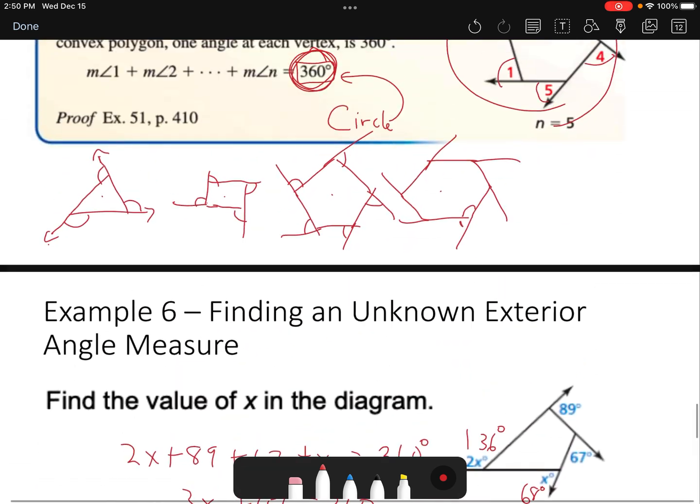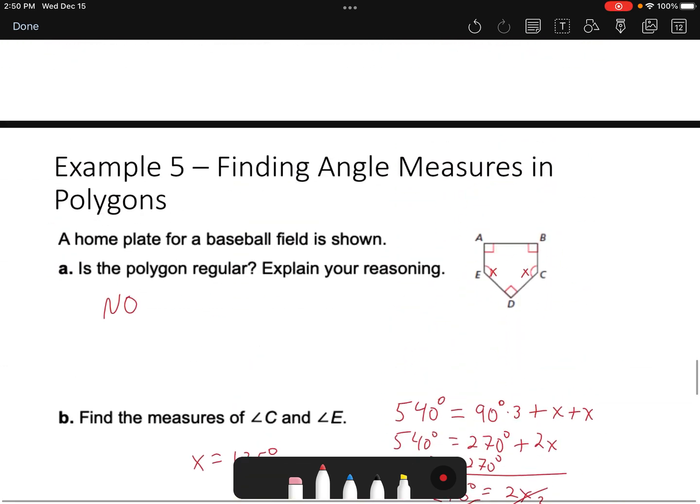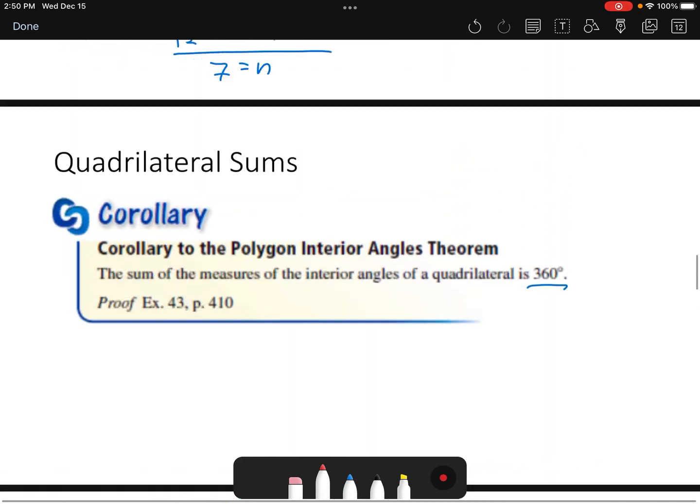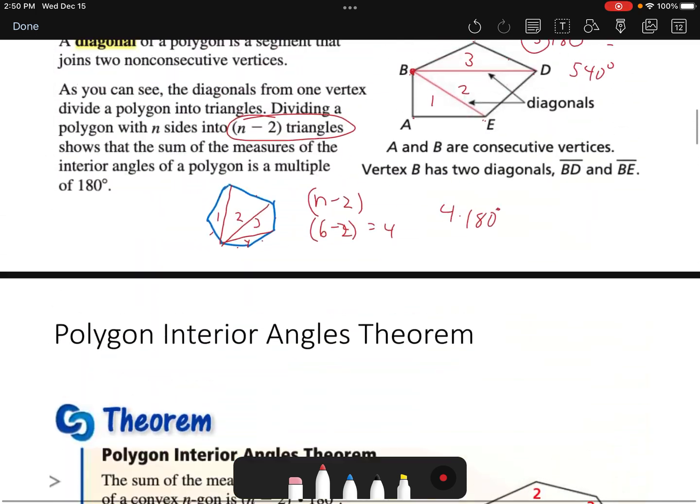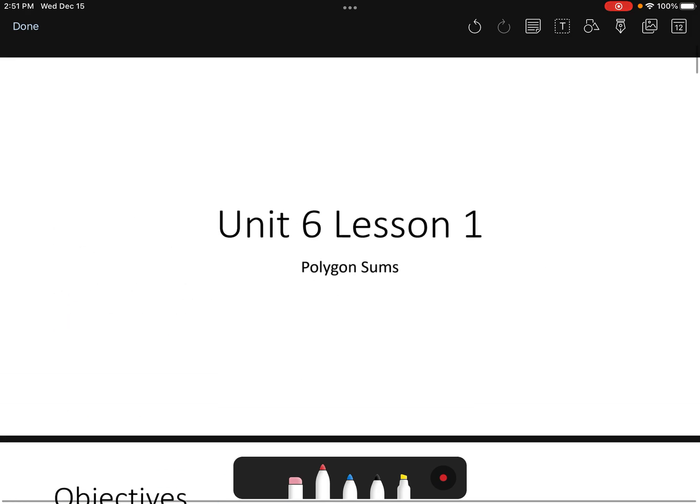All right, the main thing here to remember is that the interior plus the exterior's got to equal 180. It's got to equal a line. So look at Canvas.